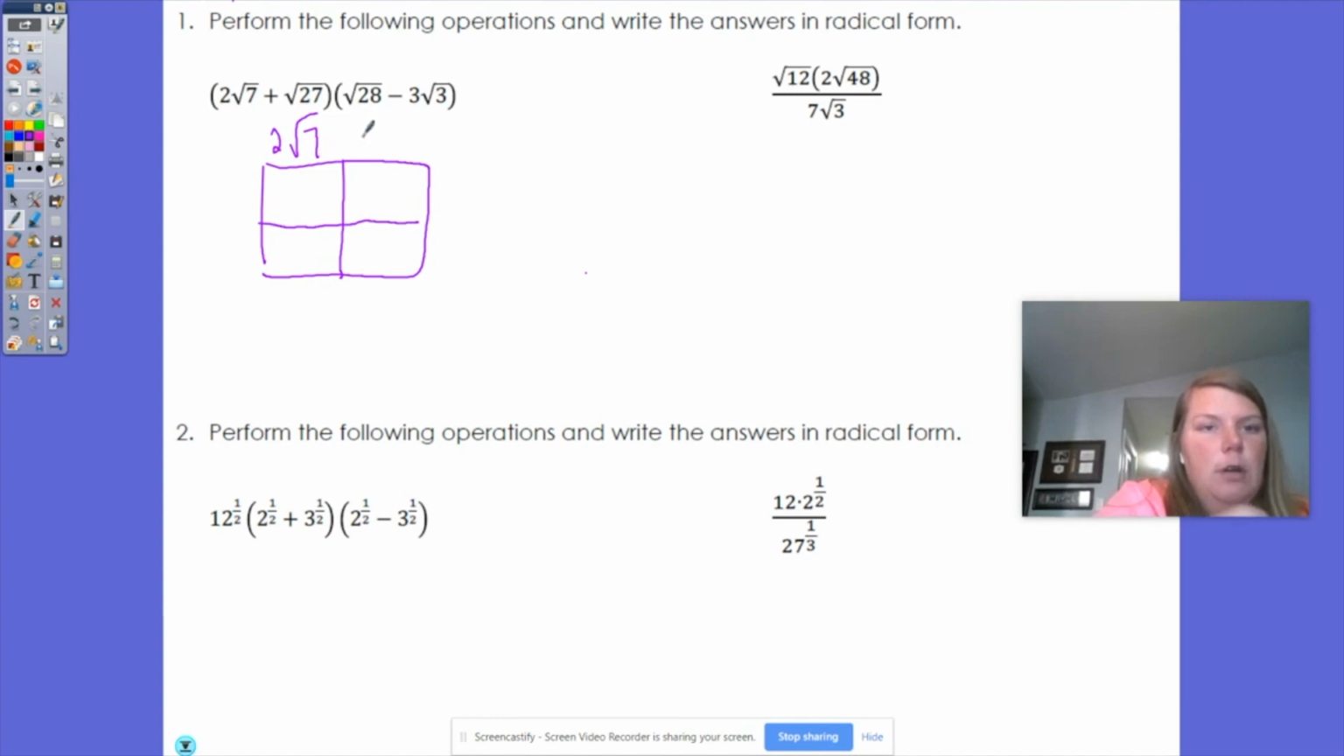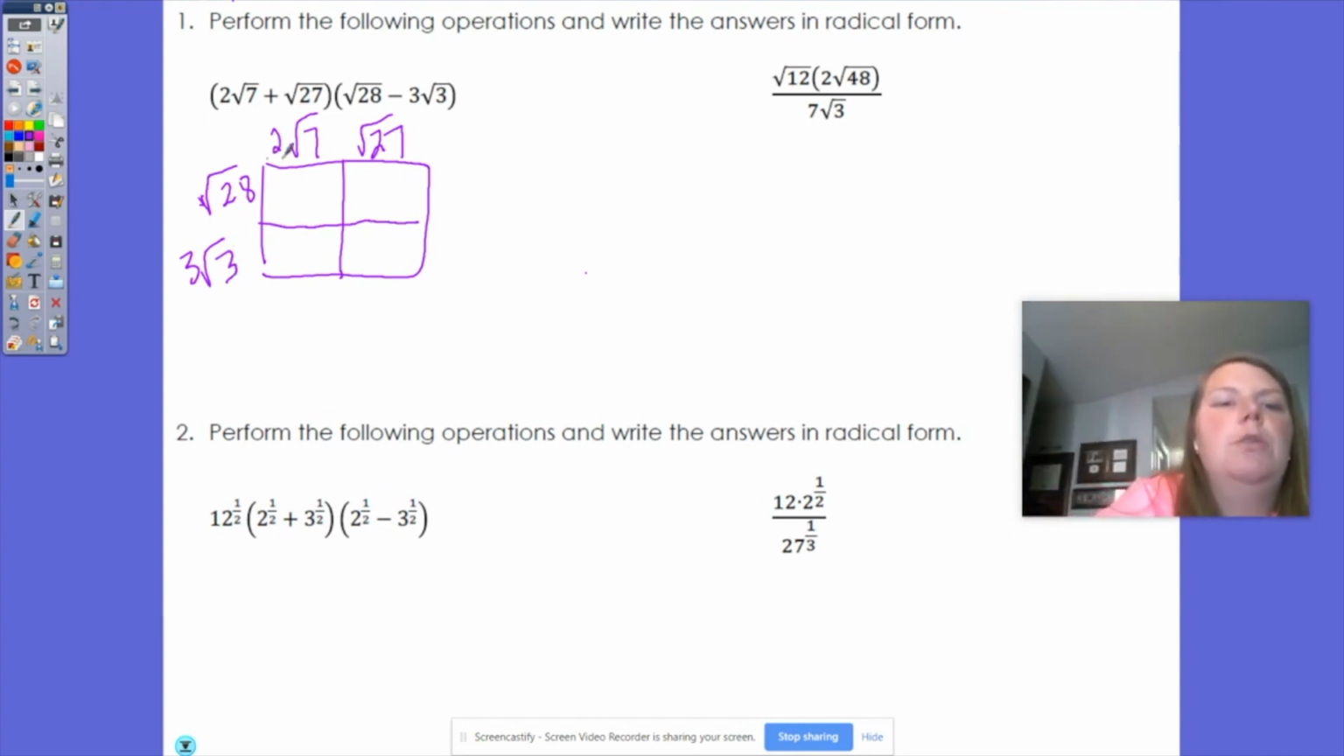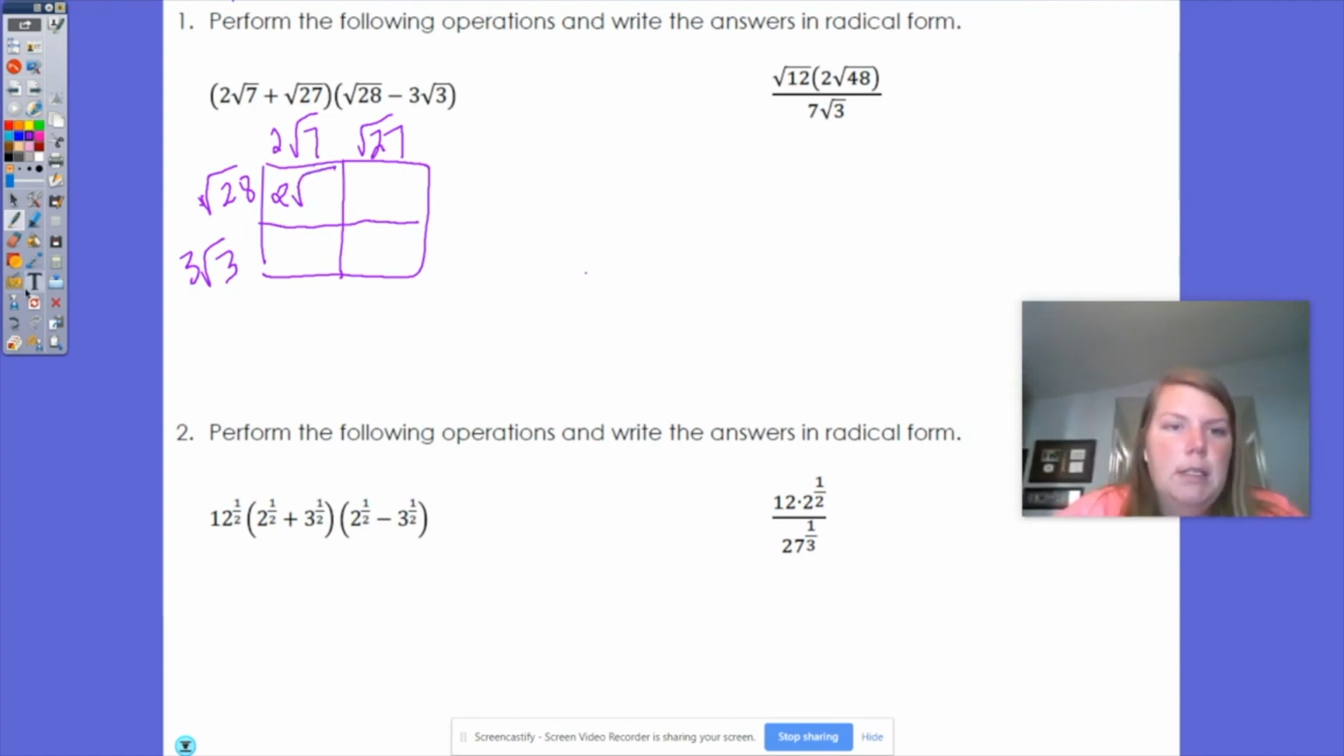So we have 2 square root of 7, and then the square root of 27. And then we have the square root of 28, and then we have 3 times the square root of 3. So we look at this first one, 2 times 1 would just be 2, and then 28 times 7 is 196. And then 28 times 27 is going to be 756.